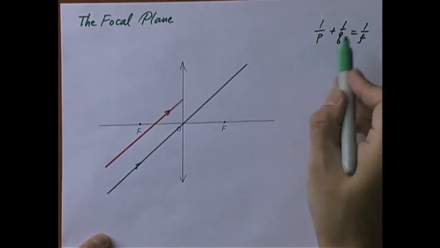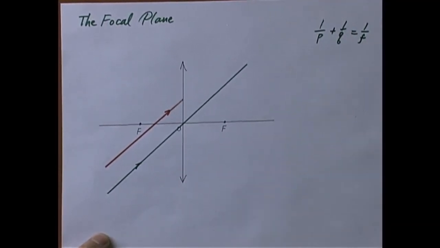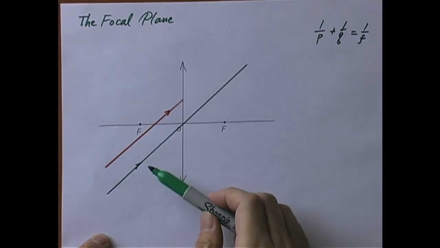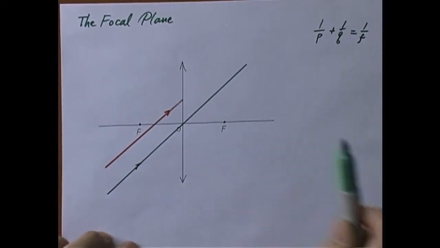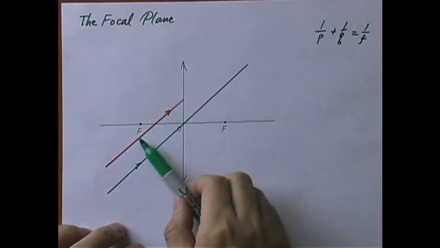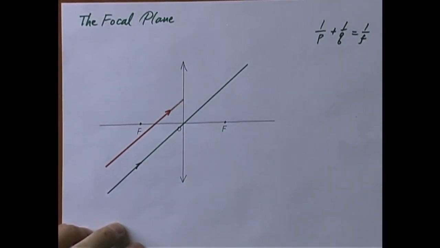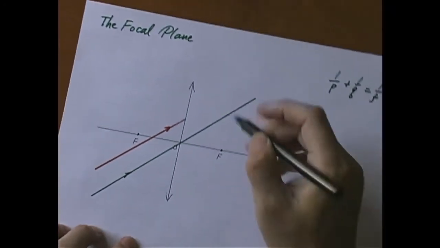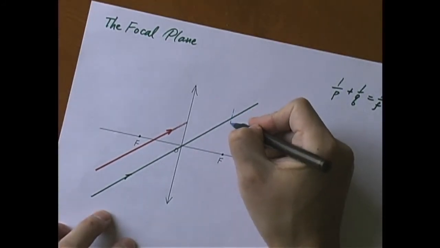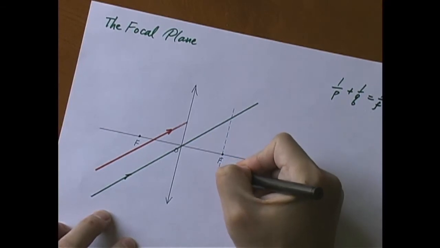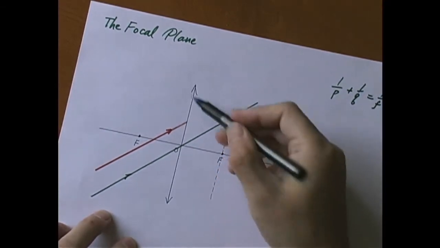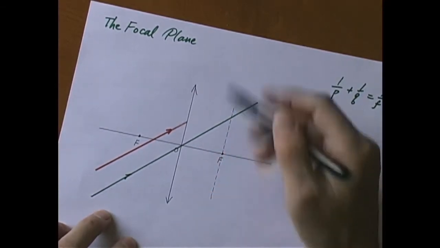When p is infinity, q equals f. Which means, for both of these light rays, the image must be formed a distance f away behind the lens. Okay? For both of these, they should converge at the same point a distance f away. Now, here is a plane passing through the focal point, parallel to the lens. This is what is called a focal plane.